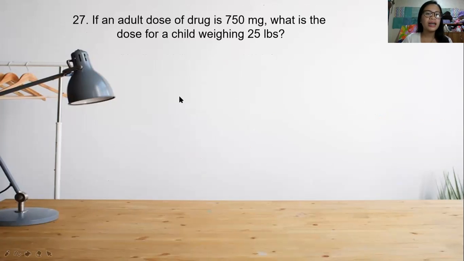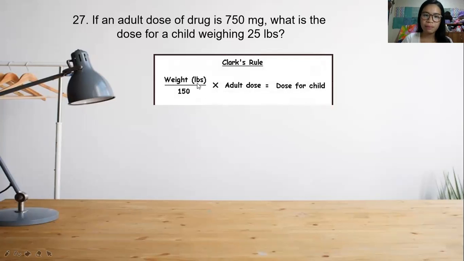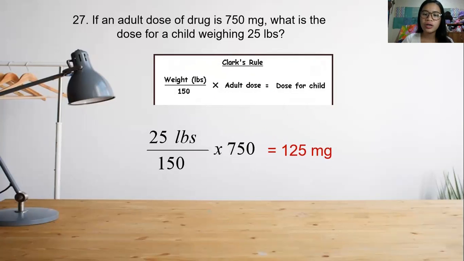Third problem, if an adult dose of a drug is 750 milligram, what is the dose for a child weighing 25 pounds? In here, I chose Clark's rule because the given is specified and fits Clark's rule. So here is the equation for Clark's rule: weight in pounds divided by 150 times the adult dose equals the dose for the child. So the weight here is 25 pounds divided by 150, and this times 750 milligram, which is the adult dose, equals 125 milligram dose for the child.